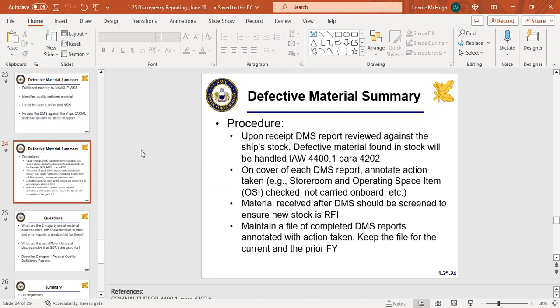Yeah, and this is just saying, upon defective material summary, you work it, and then you follow the instructions on how to handle them. You want to make sure that they're separated from the stock, and everybody knows that this is a DMS item. You don't want LS1 to pull all the DMS material and LSSN to be in there saying, oh, I just saw this on the floor, so I decided to stock. It needs to be clearly labeled and separated.